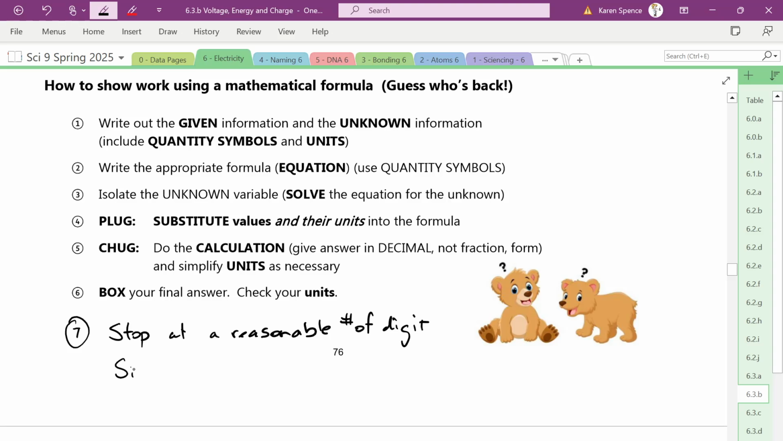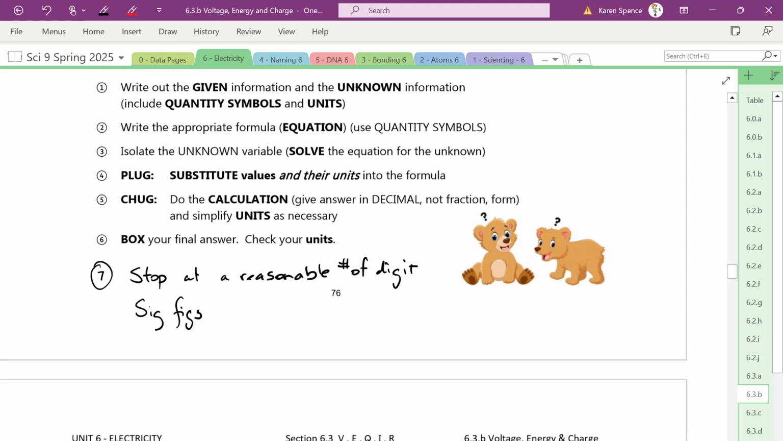And sig figs. Sig figs. Okay. Hi. Scissors. Just give me a second. Thank you.